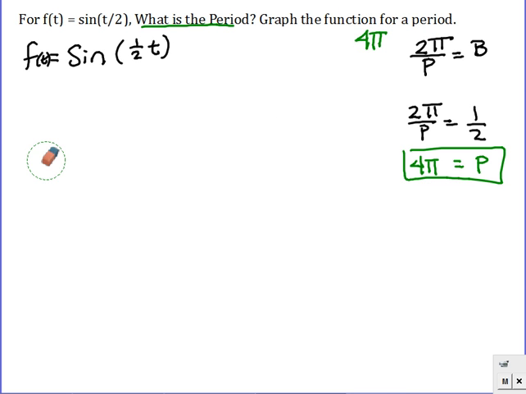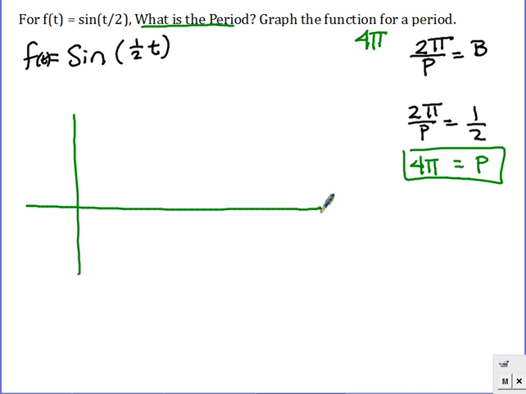So now we need to graph it, and you are going to graph this on your own. Be careful before you graph. You want to make sure you have your quadrants and you're ready to go. Okay, go ahead and hit pause, try graphing this, see what you get, and then we'll check in on the answer.